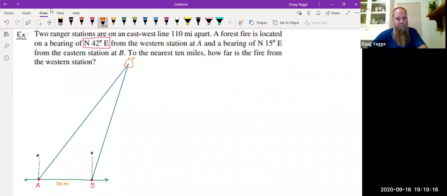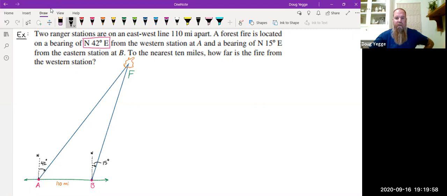So now we know that the fire is going to be somewhere in this general vicinity right here. Okay, and let's call that angle F for the fire. And so now to go back to our diagram, we need to fill in some angles. So we were told that we went north and turned 42 degrees towards the east, which is why this is a 42-degree angle. And I also was told that this started at north and turned 15 degrees towards the east. So this is a 15-degree angle. And now we're trying to use all of this information in this triangle to somehow find how far away it actually is.